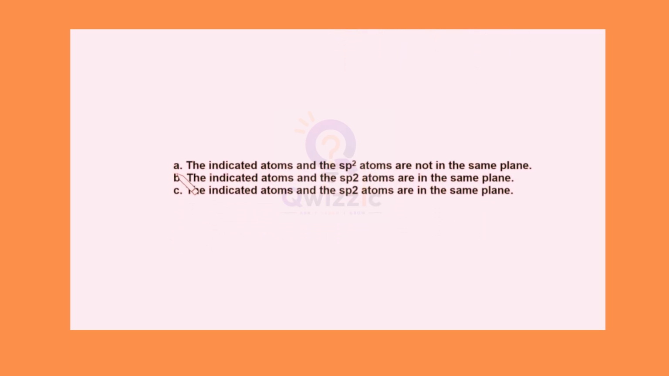So those will also be in the same plane. So to summarize, part A, the indicated atoms and the sp² atoms are not in the same plane. B, the indicated atoms and the sp² atoms are in the same plane. And C, the indicated atoms and the sp² atoms are in the same plane. So that makes B the correct answer for this problem.